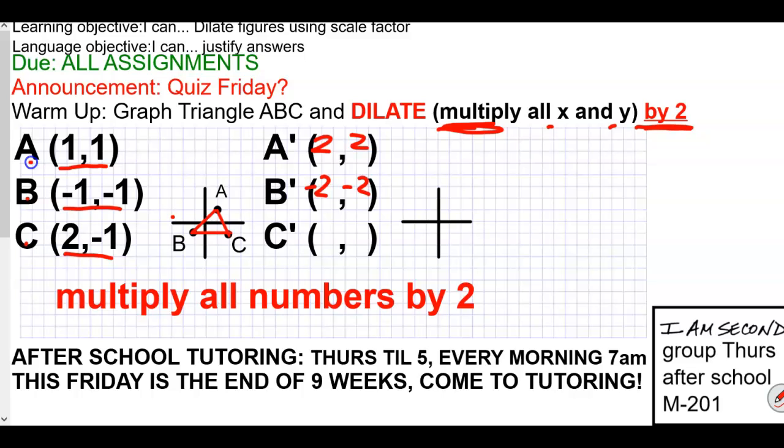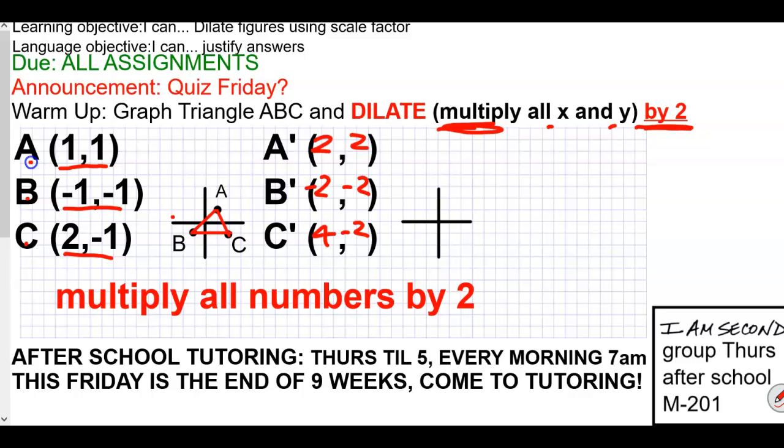So, 2 times 2, we know it's 4. What's negative 1 times 2? All right, negative 2. Now, plot those new points, and you have your dilated figure. Should be bigger. Should be twice as big. There you go.